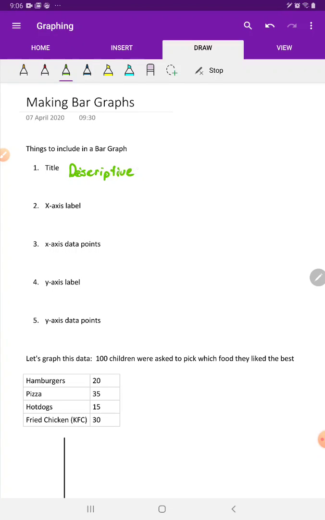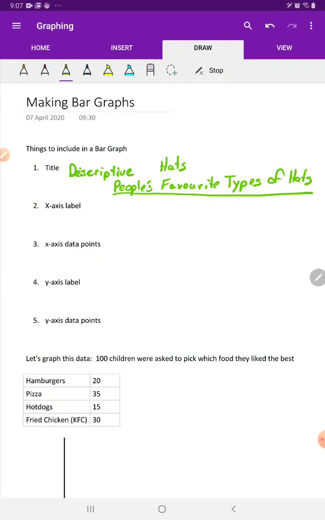What I mean by that is you shouldn't just write something like "hats." If this is a graph about people's favorite hats, then you would say "People's favorite types of hats." Okay, we have to have a descriptive title.